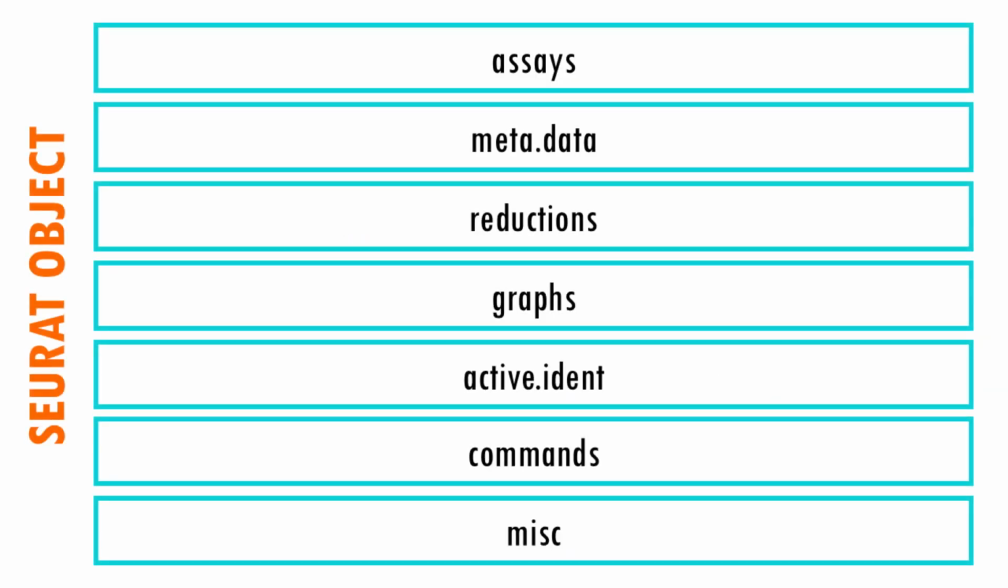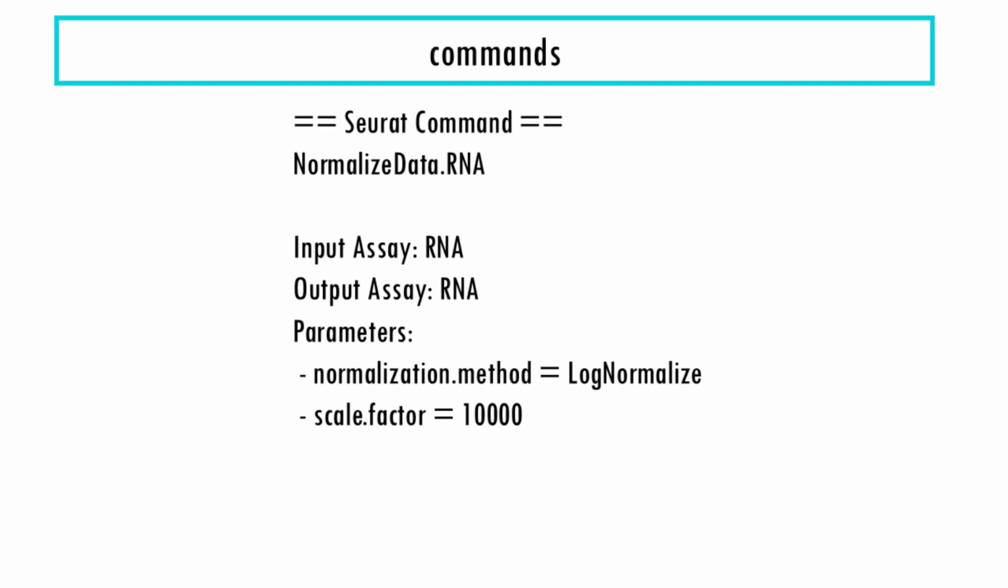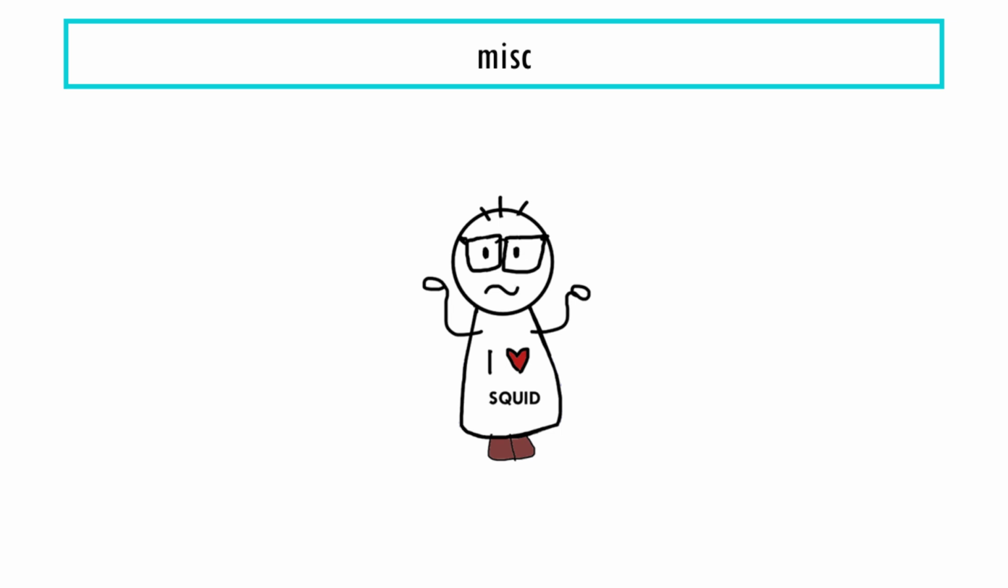Finally, we'll quickly mention the slots commands and misc, which stands for miscellaneous. Commands contains a record of the commands used to generate the object, and this can help in reproducibility by storing a log of the methods and operations that were applied to create or manipulate the Seurat object. But in general, you don't really need it. And misc, for miscellaneous, is used to store arbitrary information that doesn't really fit into the other slots. So it can be used to store additional analyses results or custom annotations.